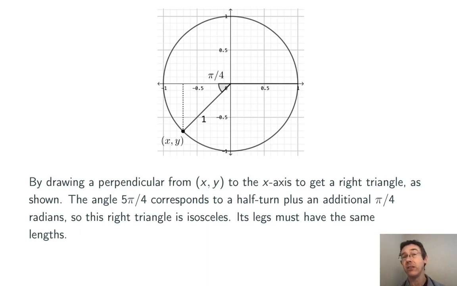Notice that the angle is in the third quadrant, so the coordinates of both x and y are going to be negative. This triangle that I've drawn is an isosceles right triangle because that angle that I've labeled with gray there has to be pi over 4, 45 degrees. So the legs of that triangle have to be the same length. Let's call that length a. By the Pythagorean theorem, a squared plus a squared is 1. And so a is the square root of 2 over 2.